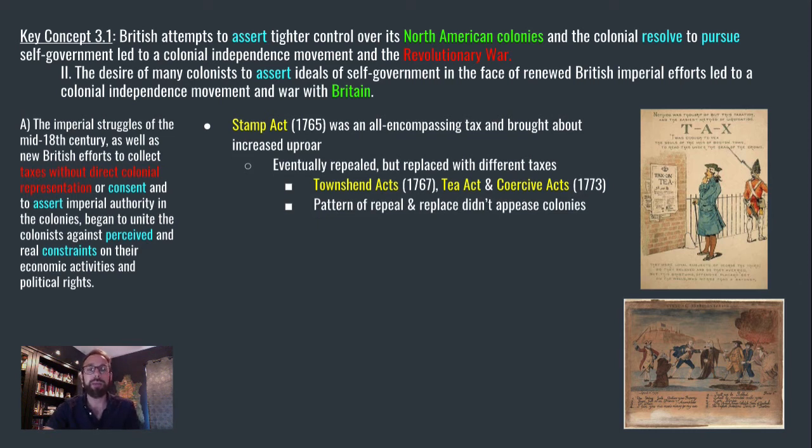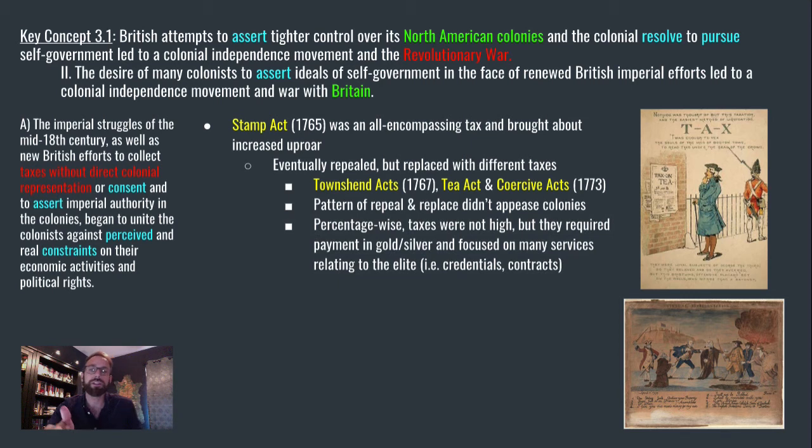And eventually what happens is, at first they didn't so much object to taxation in general, they objected to imperial taxation, and I'll explain that a little bit later. But as time went on, because of the constant repeal and replace process, it made them hate taxation in general instead of being okay with taxes as long as they made them.